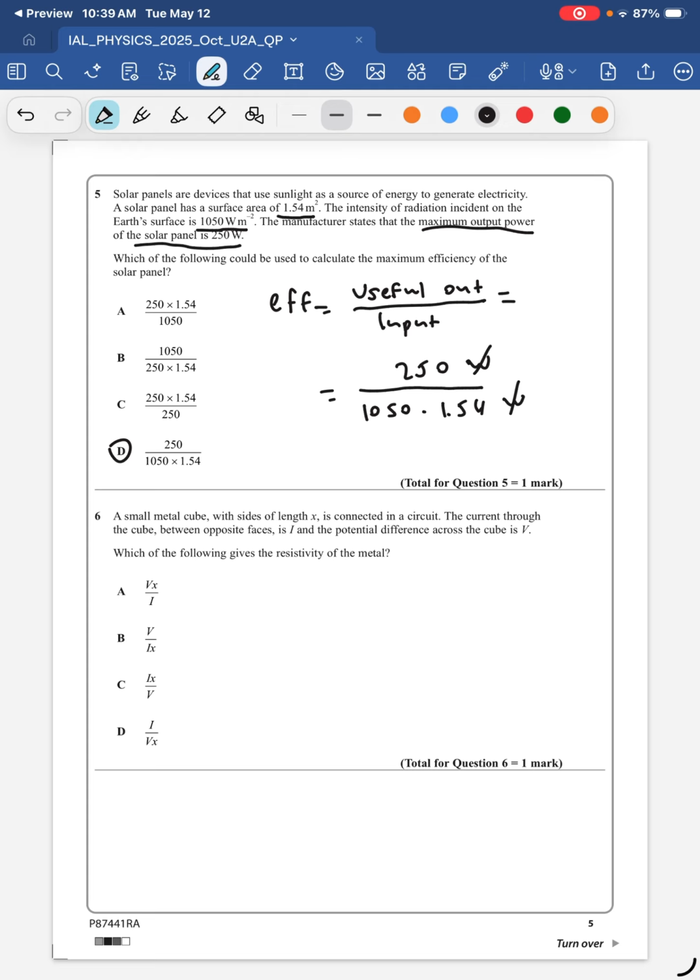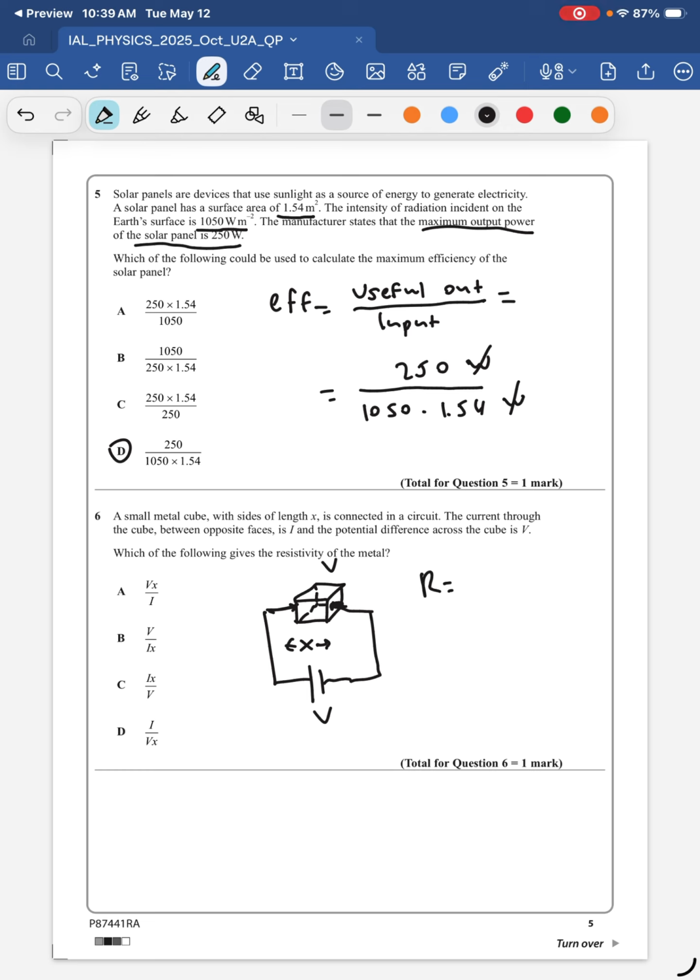A small metal cube with sides of length x is connected in a circuit. The current through the cube between opposite faces is I, and the potential difference across the cube is V. Which of the following gives the resistivity of the metal? So if we make a small drawing, it will help here. So what they tell us is that we have this cube with side x, and we apply a voltage there. Maybe a better drawing would be this, so this is the voltage.